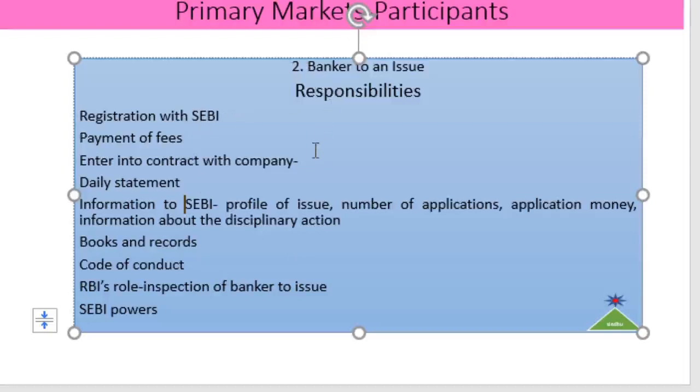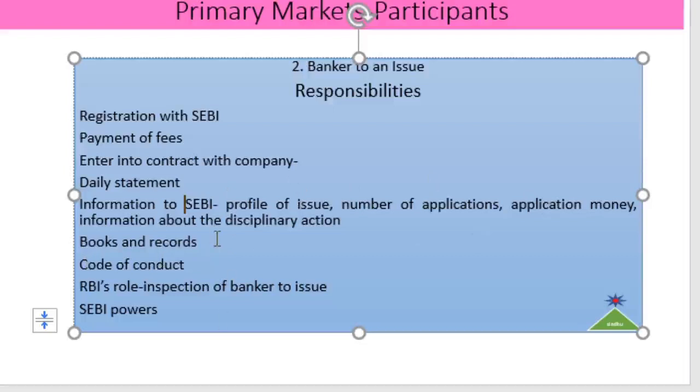That is, the major responsibilities of a banker to an issue are: they need to register with the SEBI, they need to pay fee to the SEBI, they must enter into a contract with the company and keep the information of the contract. They need to submit daily reports about the applications and the application money received to the company. They need to give information to the SEBI regarding these matters.